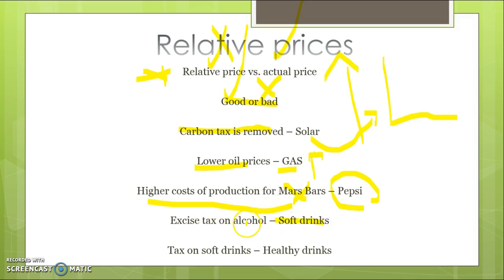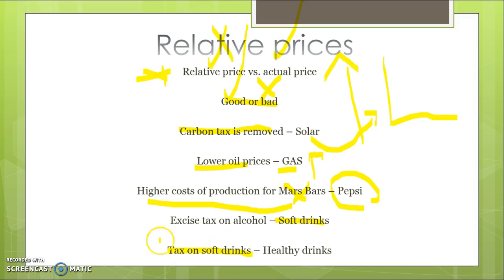More expensive to drink alcohol, so demand will shift to the right for soft drink, more resources will flow into that industry, even though it's got a lower relative price. If there's a tax on soft drinks, then it's going to shift the demand curve for healthy drinks to the right, and that will lead to more people drinking healthy drinks.